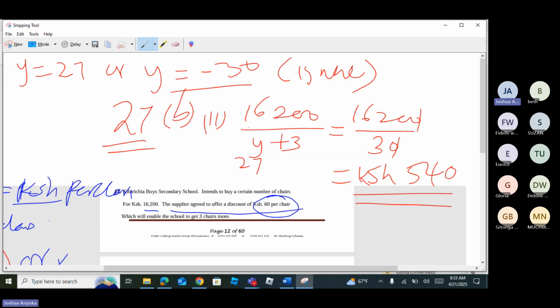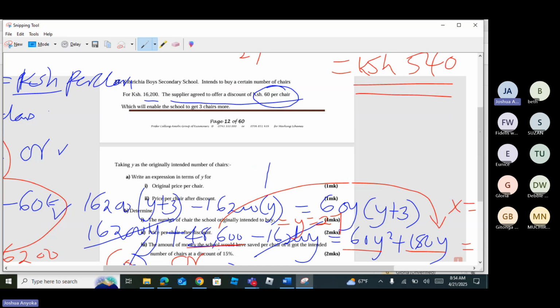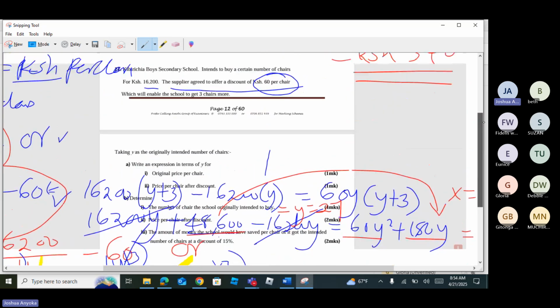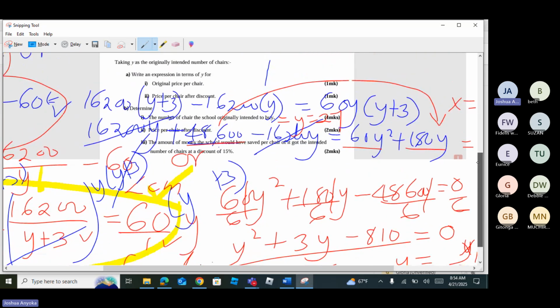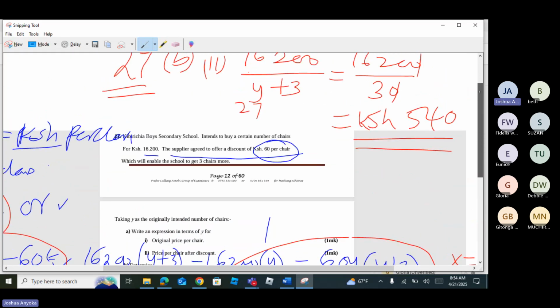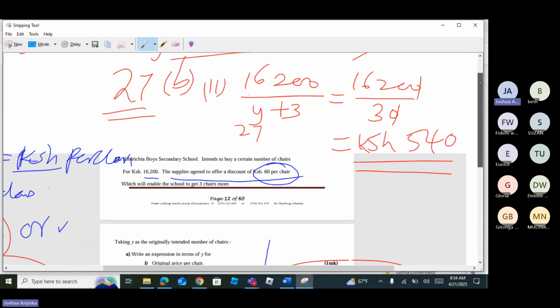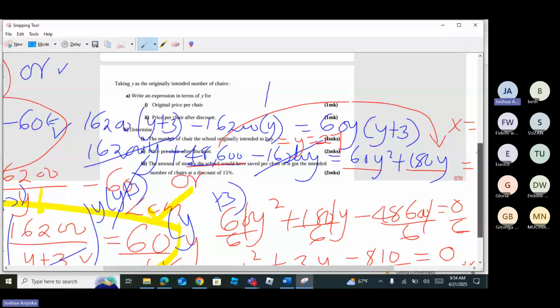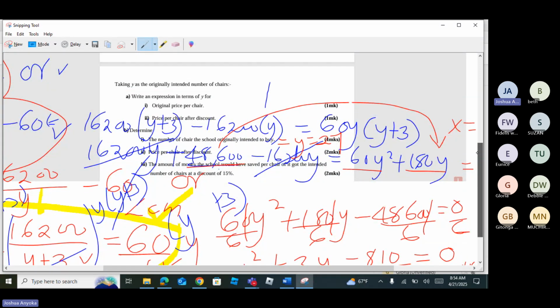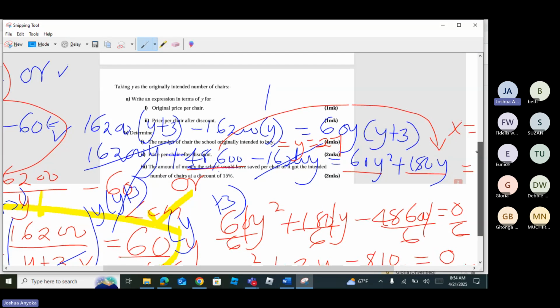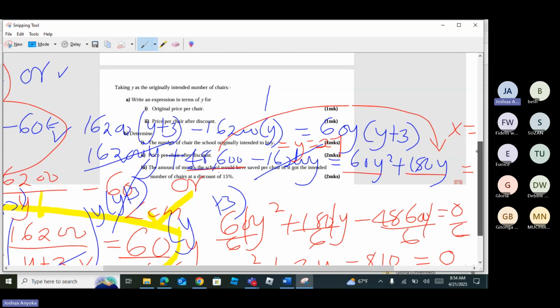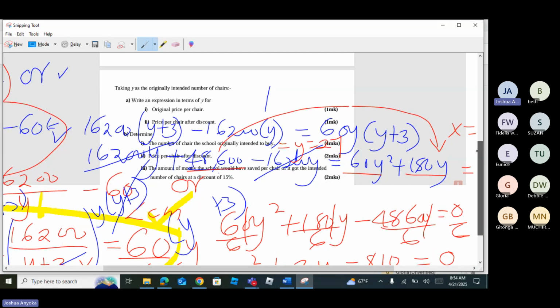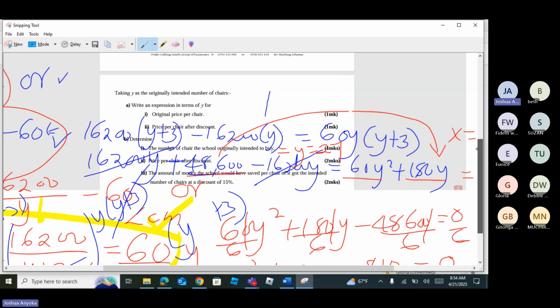That is the price, the original number of chairs to be bought. The price per chair after discount is 540. Next: the amount of money the school could have saved per chair if it got the intended number of chairs at a discount of 15%.